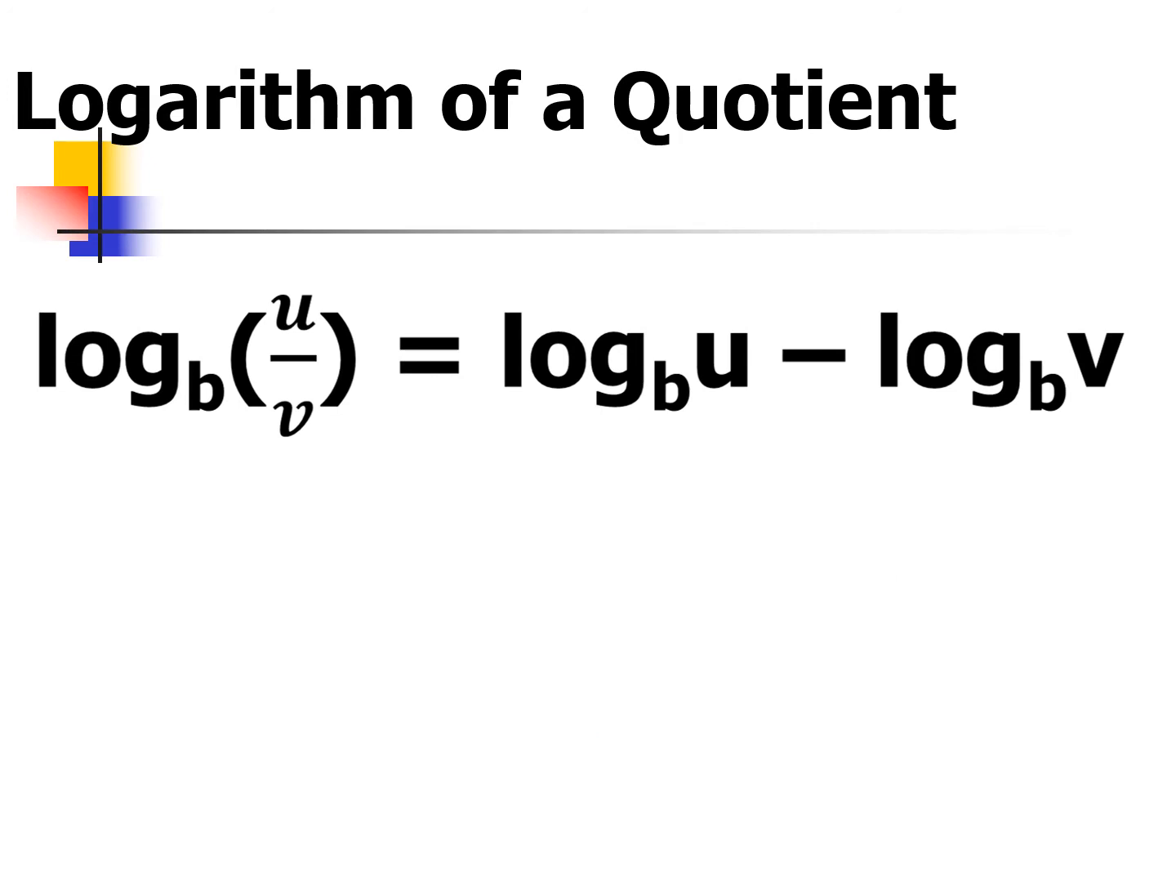Ang pangalawa namang law ay ang logarithm of a quotient. Kapag logarithm of a quotient naman, meron tayong dalawang logarithm with the same base at pinaghihiwalay ito ng minus sign. Unlike kanina, sa logarithm of a product, may dalawang logarithm with the same base pero pinaghihiwalay ng plus sign. Kapag ganito ang ating given, ang kailangan lang po natin gawin ay i-divide ang u sa v.